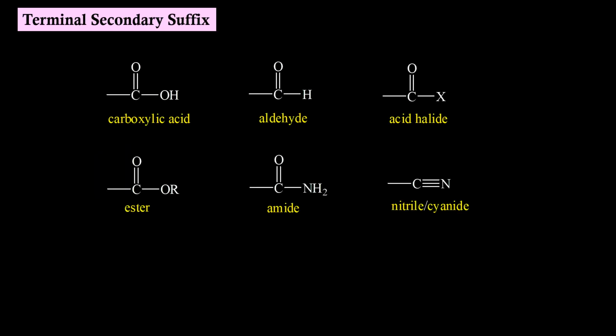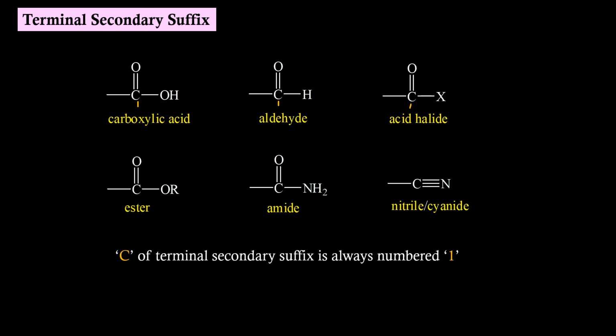All carbon containing functional groups except ketone come under terminal secondary suffix. Example: carboxylic acid, aldehyde, acid halide, ester, amide, nitrile or cyanide. Carbon of these terminal secondary suffixes is always numbered 1, meaning this will be numbered 1 in the molecule, 1, 1, 1, 1 and 1.